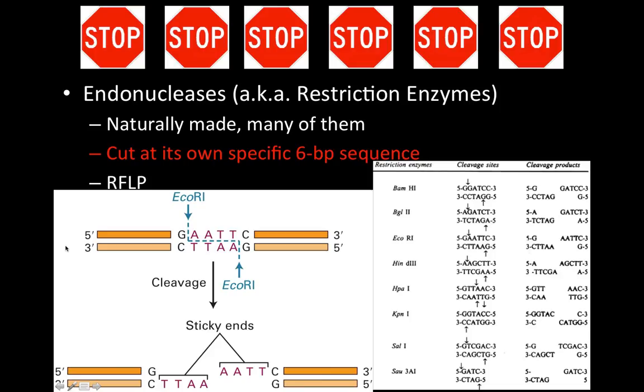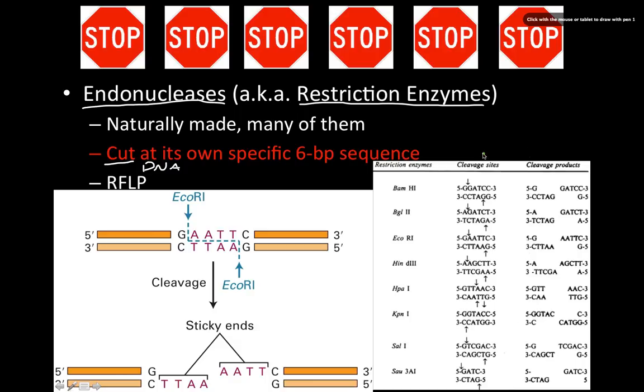Okay, so here's our first timeout. We need to quickly talk about endonucleases. Unfortunately, this is another concept where you have to know it by two names. Restriction enzymes and endonucleases are the same thing. Their job is to cut DNA at a specific 6 base pair sequence. These guys are naturally made, and there's tons of them. Here's a small list over here.